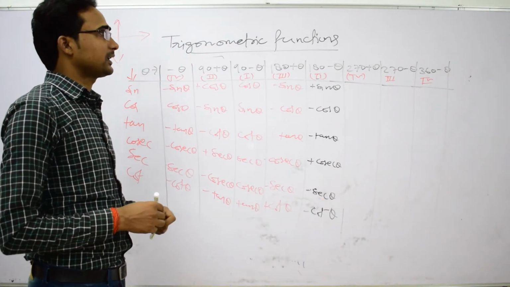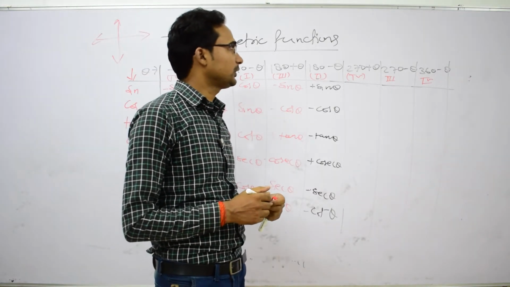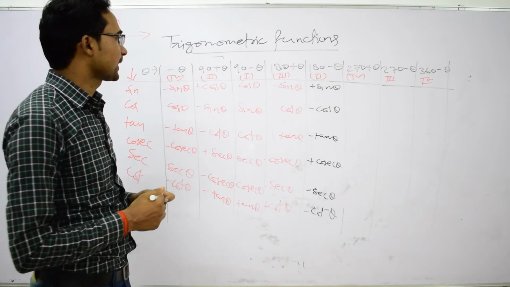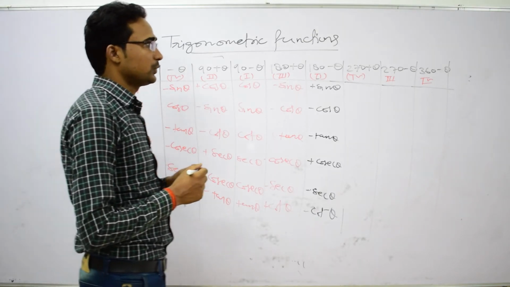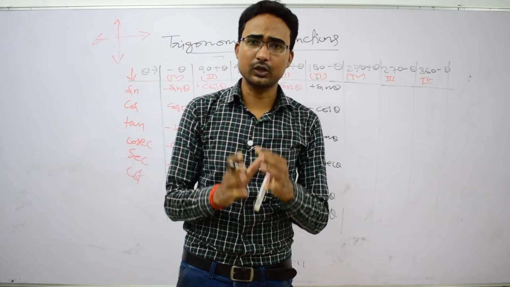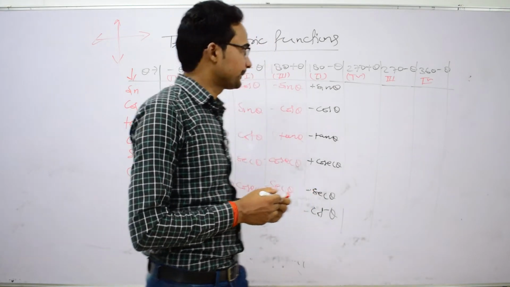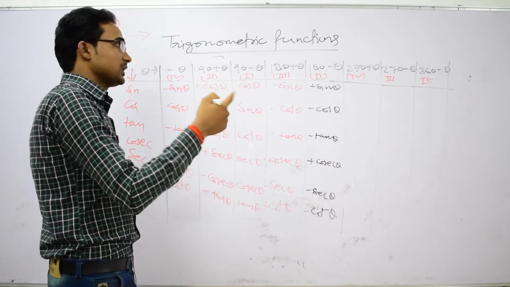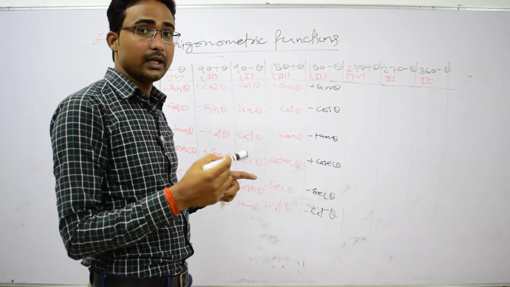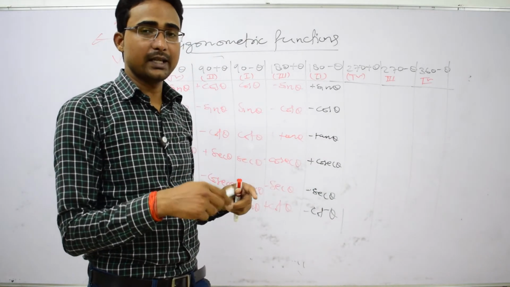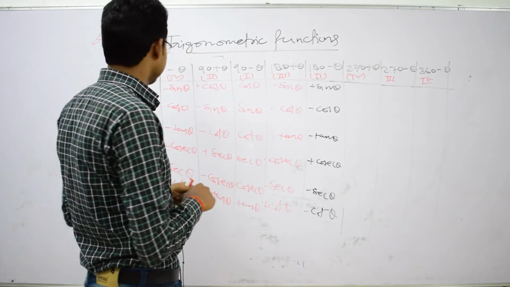Same way we can write for 270 plus theta and 270 minus theta. Just look at the one for 270 plus theta. So 270 plus theta means fourth quadrant. In the fourth quadrant we have to remember that only cos and sec are positive, and the other trigonometric ratios are negative. In the case of 270, we change sin to cos, cos to sin, tan to cot, cot to tan, sec to cosec, and cosec to sec.